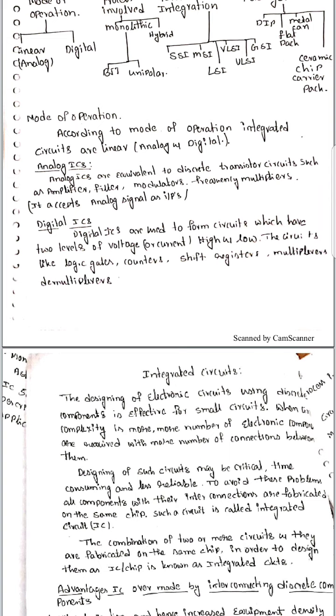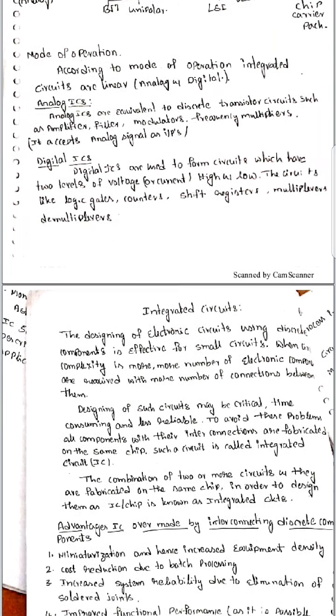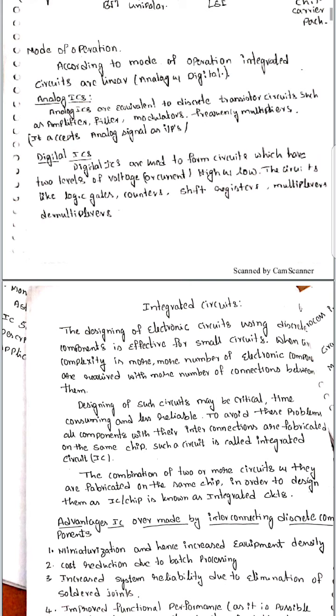Now digital ICs. Digital ICs are used to form circuits which have two levels of voltage or current, high or low. These circuits include logic gates, counters, shift registers, multiplexers and demultiplexers.